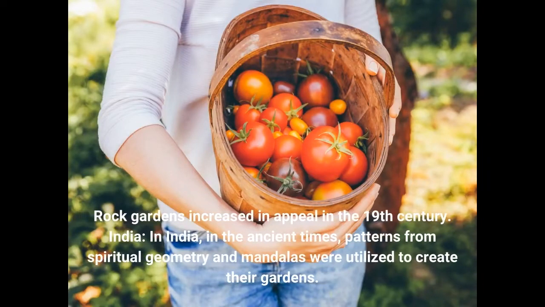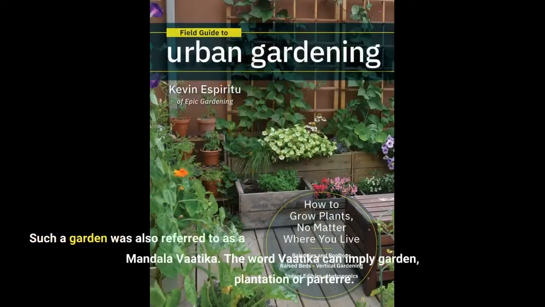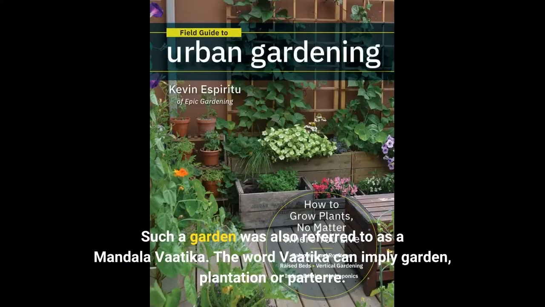In India, in ancient times, patterns from sacred geometry and mandalas were used to design their gardens. Such a garden was also referred to as a mandala vatika. The word vatika can mean garden, plantation or parterre.